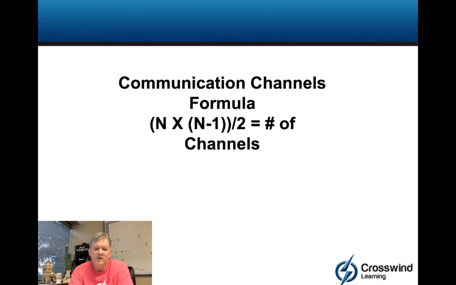The communication channels formula is what's going to be discussed in this video. The formula is n times n minus 1 divided by 2. So n times n minus 1 divided by 2 will give you the number of communication channels. Now, n is the number of people. So, for example, 5 people.